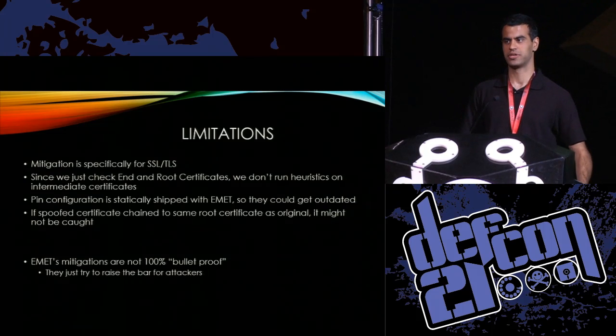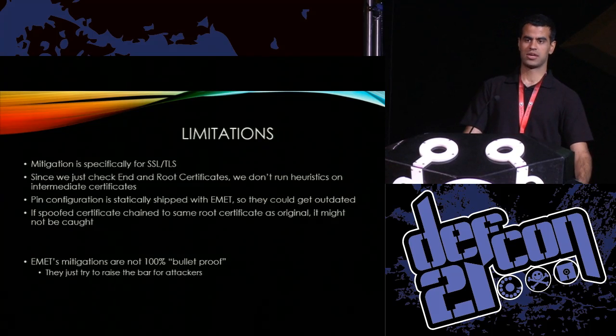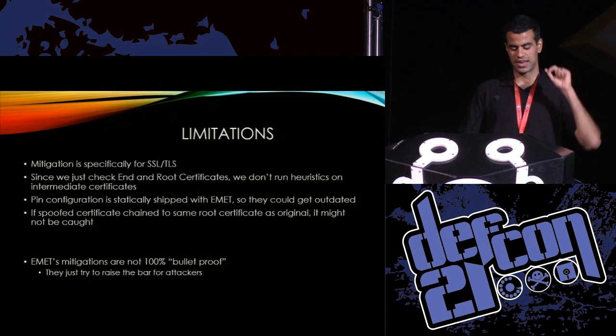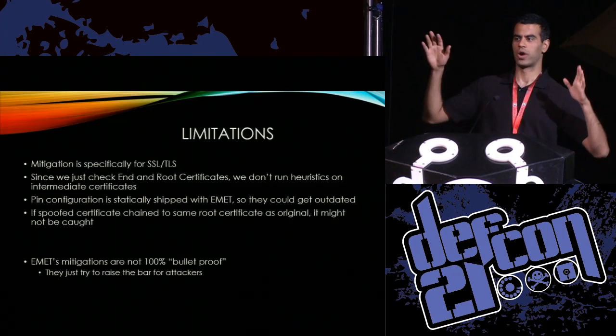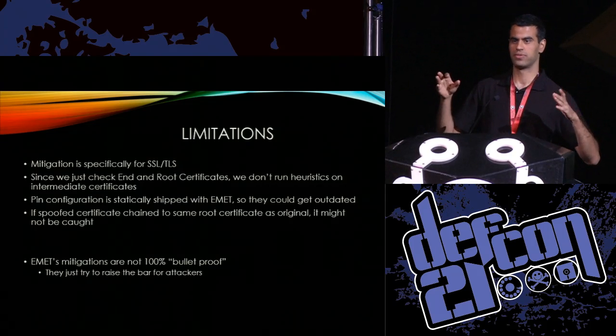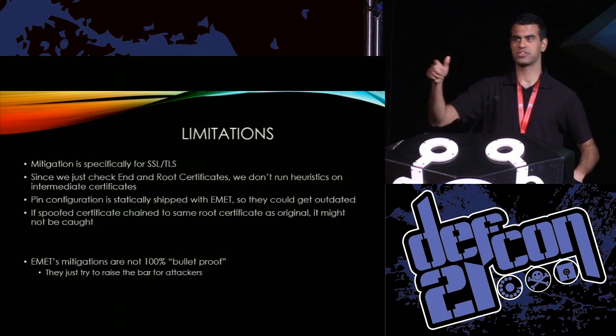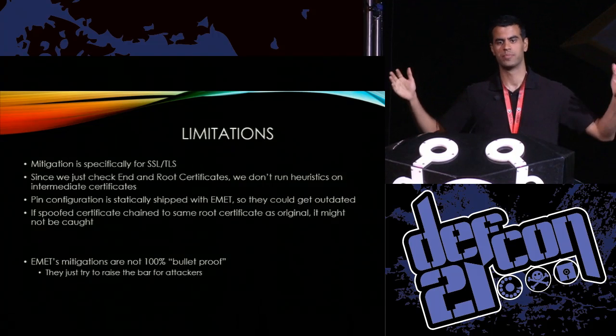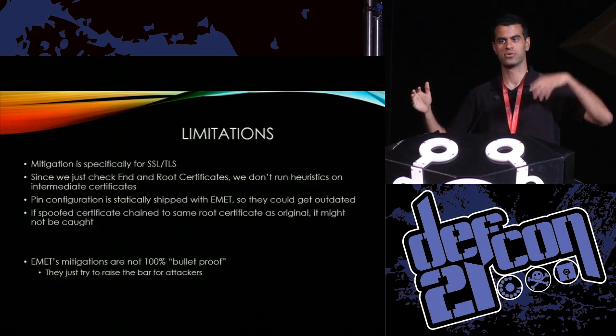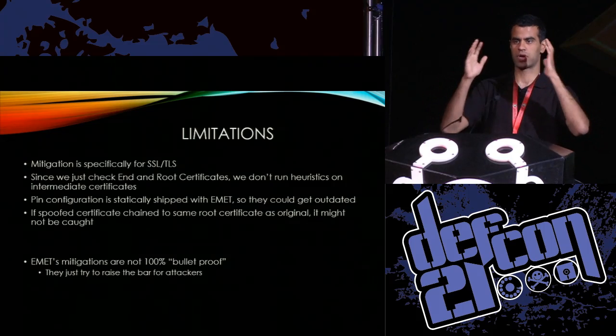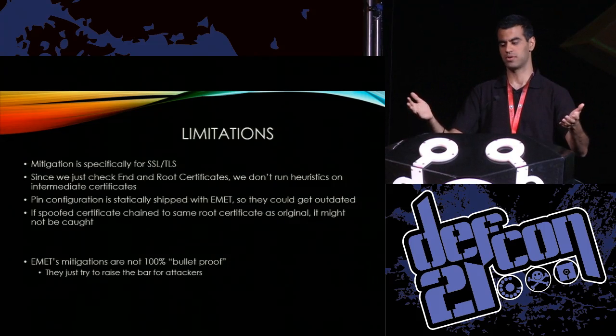I believe it's best to be upfront and straight up about what the limitations are, and not try to hide them. Some limitations are that we mitigate specifically for SSL and TLS, not other crypto protocols. We're just checking the end and the root certificates, like I mentioned earlier. We're not checking the intermediate certificates, so that's a possible limitation. The pin configuration is statically shipped with EMET, so it's not like Windows Update where we're pushing down new configuration. It's whatever comes with it for that release.